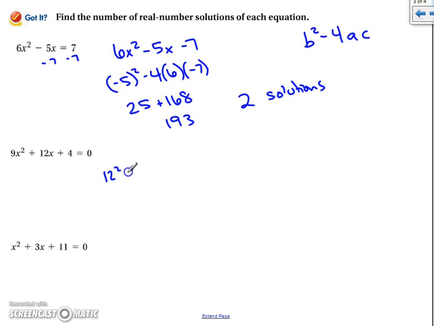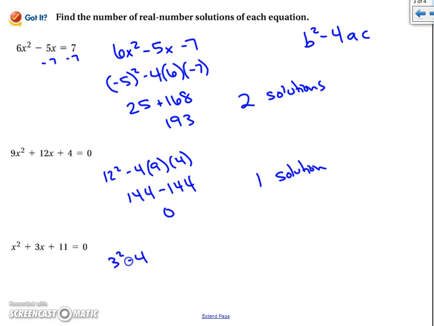The second one down here, it's already in standard form for us. I'm going to go 12 squared minus 4 times 9 times 4 as my c. I get 144 minus 144, which equals 0. That means that there is going to be one solution. And then the final one, I have 3 squared minus 4 times my a, which is 1, times my c, which is 11. I have 9 minus 44 to give me a negative 35. It's a negative number, so I have no solution.